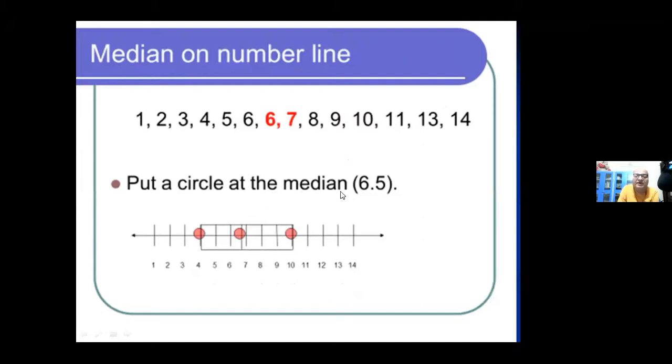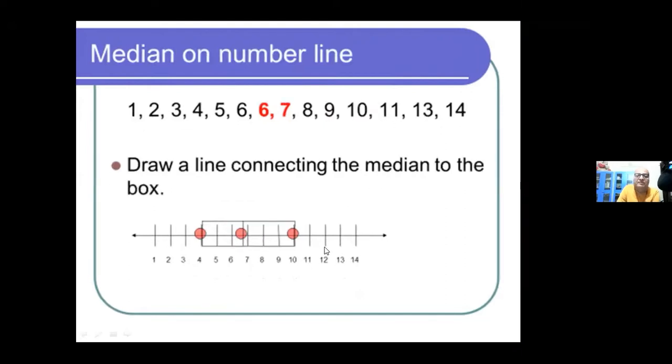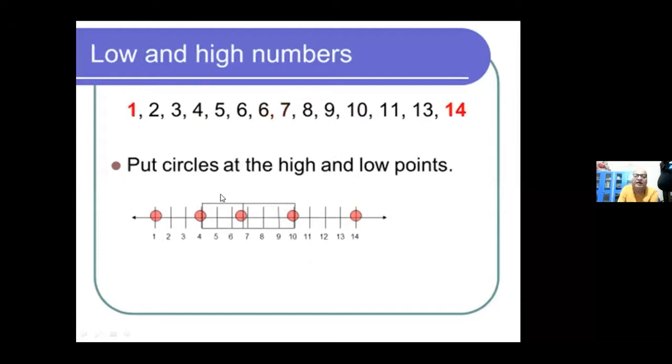Then put a circle at the median. Remember that I have calculated 6.5 as a median, so I have placed this median value here in this box. In this box, draw a line connecting the median to this box. We have drawn this vertical line.